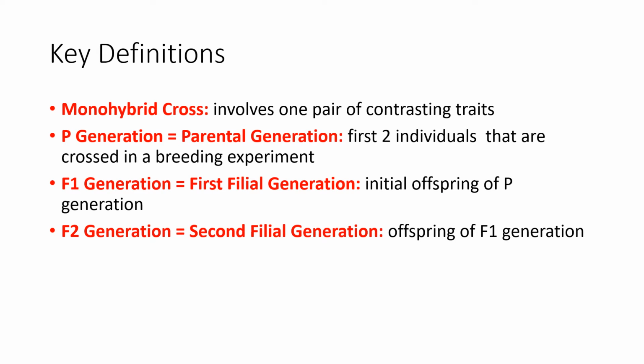So listed below are some key definitions we need to keep in mind. A monohybrid cross is a cross between one pair of traits. P generation is parental generation. F1 and F2 generation are first filial and second filial generation. The parental generation are the first individuals that are crossed in an experiment, and the F1 and F2 generations refer to the offspring of the parents.